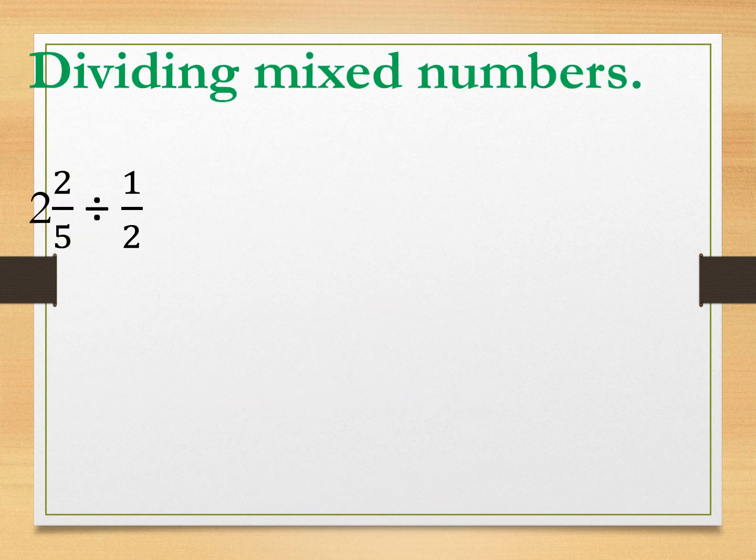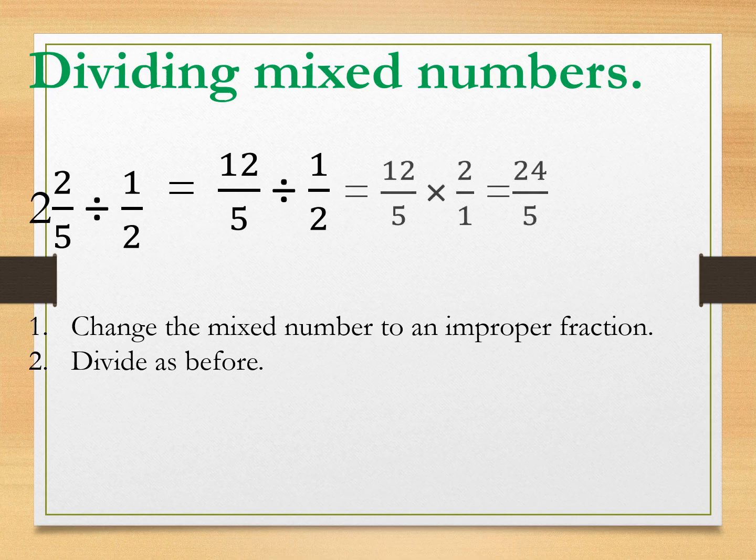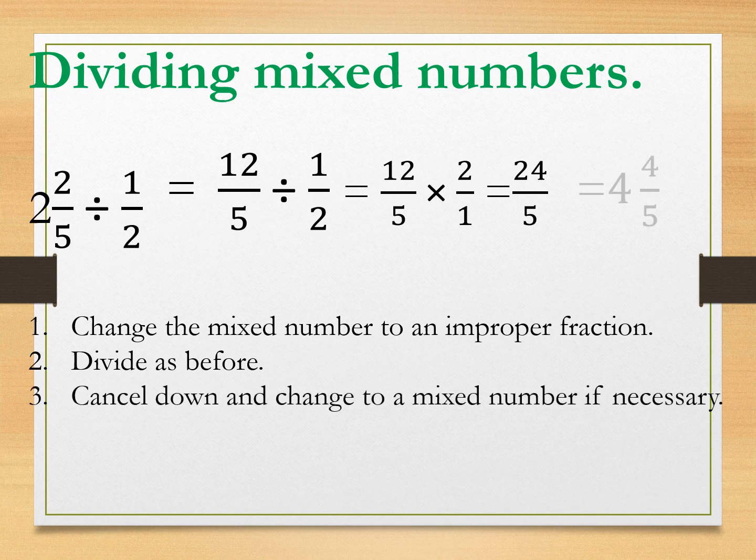Now dividing mixed numbers, the same as we did in multiplication. First you change into improper fractions. It will be 12 over 5 divided by 1 over 2, and then you will turn upside down the other fraction and change division into multiplication to become 12 over 5 times 2 over 1. It will give you 24 over 5. It's an improper fraction. You can change it into a mixed number to be 4 and 4 over 5.